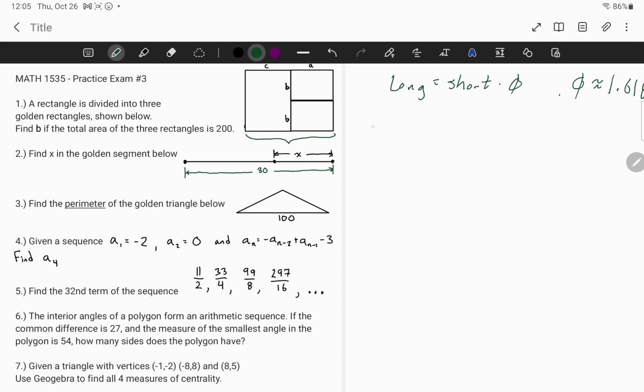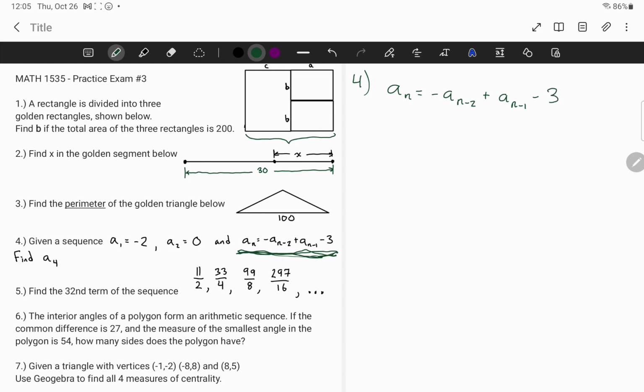For number 4, we're talking about sequences, and this is not a Fibonacci type, but it uses the same kind of language that we had in the Fibonacci types. So this says a sub n is equal to negative a sub n minus 2 plus a sub n minus 1 minus 3. We can think of these terms, a sub n minus 2 and a sub n minus 1, as being, we've got terms a, b, c, d, e. If we're talking about this term, a sub n minus 1 is going to be the one before it, and a sub n minus 2 is going to be the one before that.